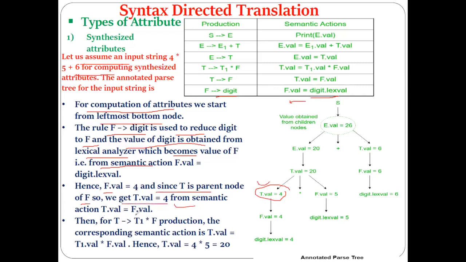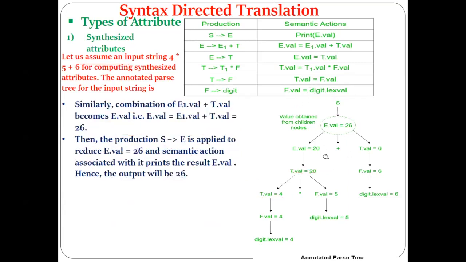Okay, from the semantic action t.val equal to f.val, where f.val can be reduced to t.val. Then for the production T derives T1 into F, the corresponding semantic action t.val equal to t1.val into f.val will give the value of this t.val as 20. Accordingly, we have got the value of all the attributes, as you can see.